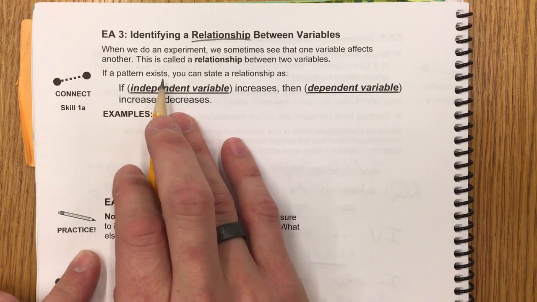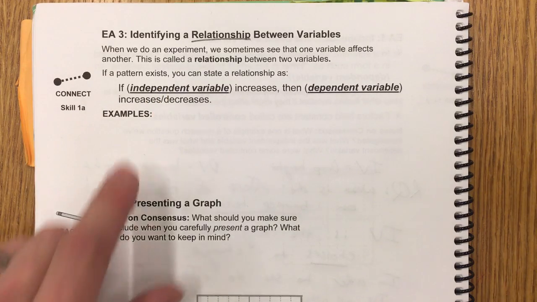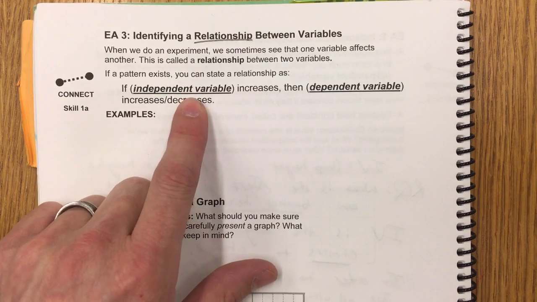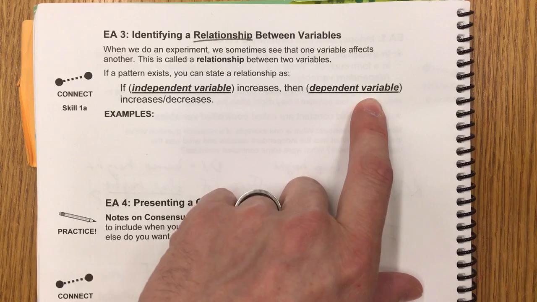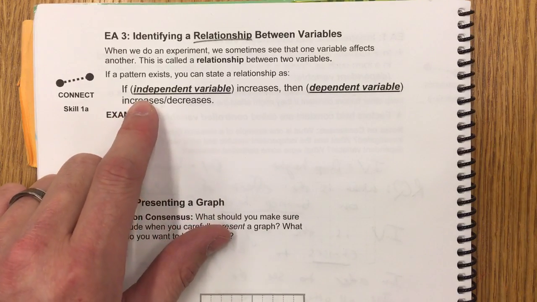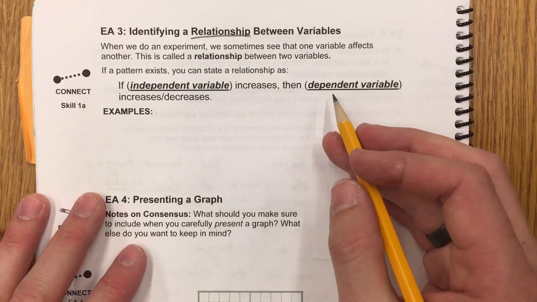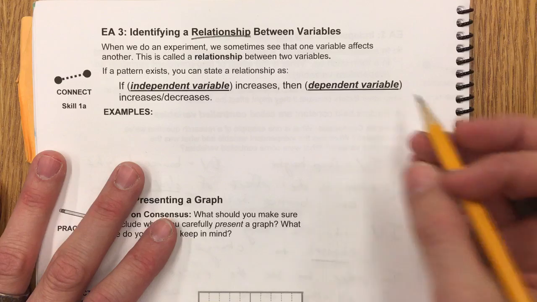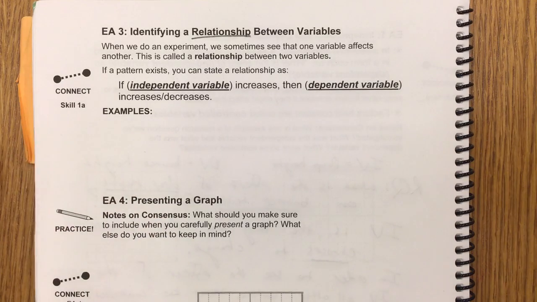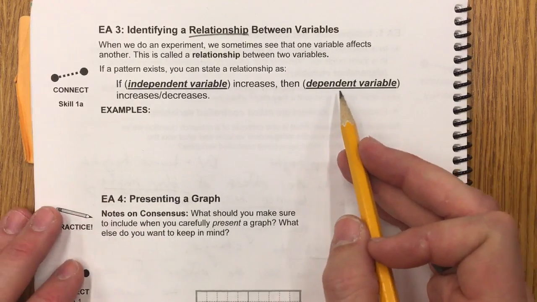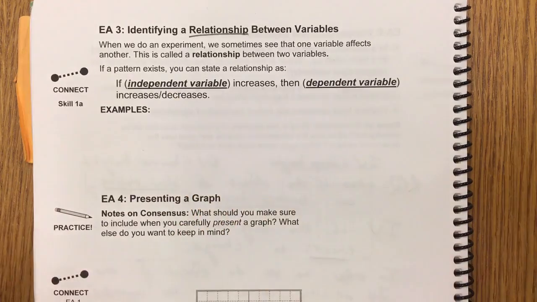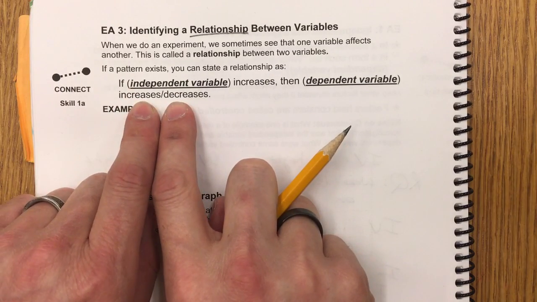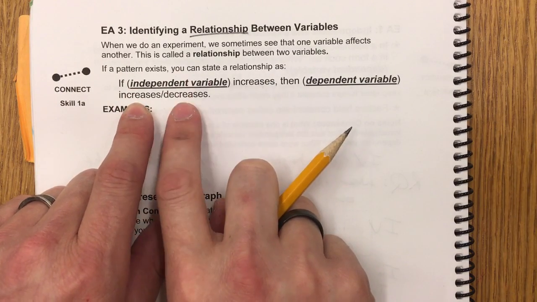If a pattern exists, you can state a relationship as: if the independent variable increases, naming the independent variable here, then the dependent variable, whatever that is, will either increase or decrease. If you see the dependent variable not change at all, then there's no relationship. So we may see situations where the dependent variable does not depend on the independent variable, in which case there would be no relationship between them. But if we see a relationship, then that means that the dependent variable either increases or decreases.